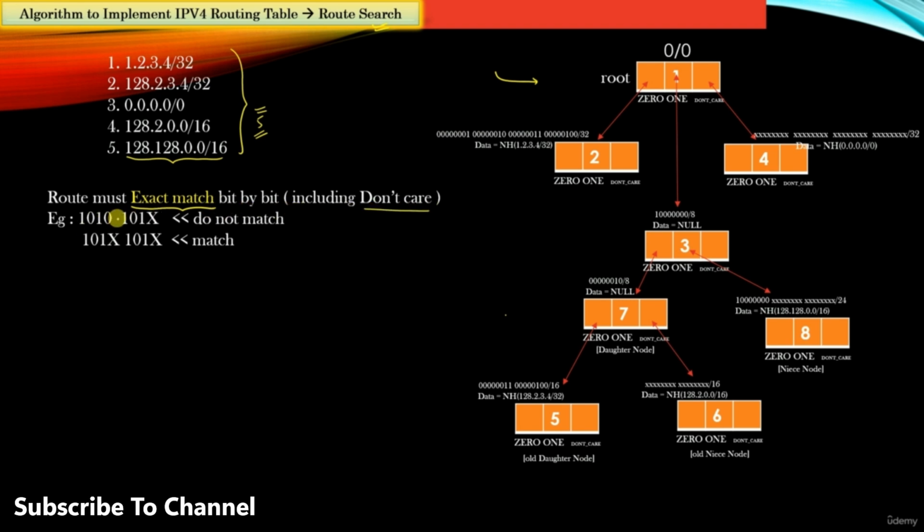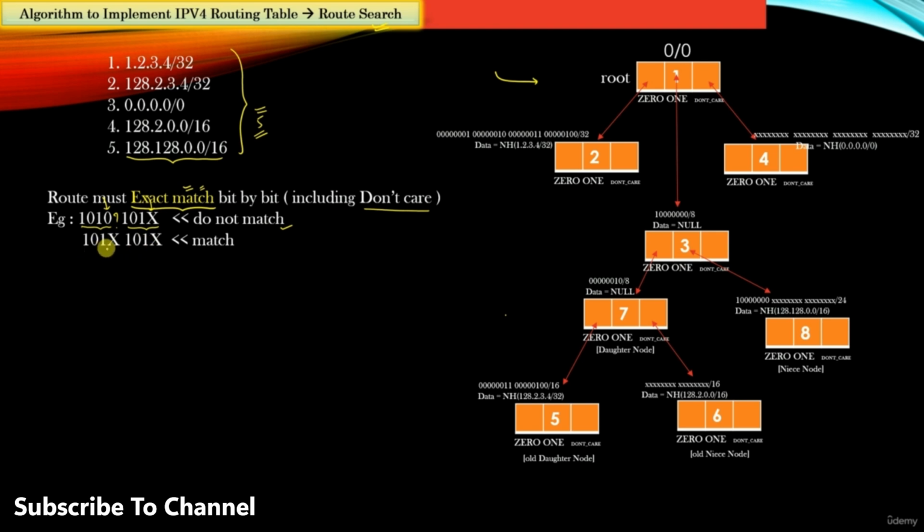So for example, if I am looking to compare the bit pattern 1010 with the bit pattern 101x, and I ask you whether these 2 bit patterns exactly match or not, the answer is that they do not match. And the reason is simple. The last bit here is 0 and here the last bit is a don't care bit. So exact match means that each bit between the 2 bit patterns being matched must exactly match. Even the don't care bit has to match exactly with the don't care bit on the other side.